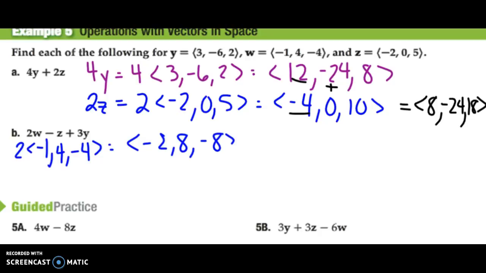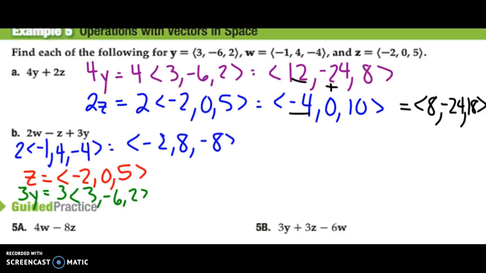Then we have minus z, so z is going to remain the same. And so z is negative 2, 0, 5. And then finally we have 3y. And so that's going to be equal to 3 times 3, negative 6, 2. So 3 times 3 is 9. 3 times negative 6 is negative 18. And 3 times 2 is 6.